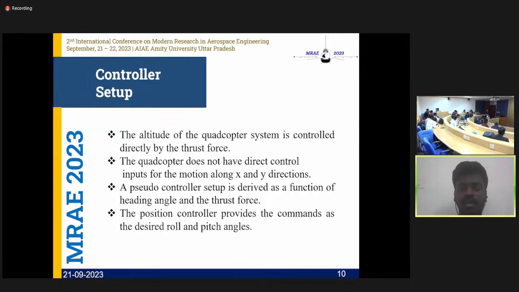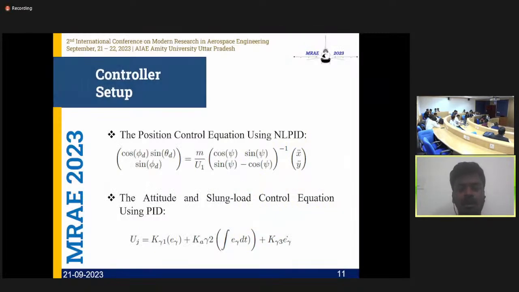The position controller, that is the controller to control the X and Y, is given in terms of the desired roll and pitch angles. The force for the position controller is given using the nonlinear PID controller. And this is the equation that we use to model a nonlinear PID controller and to get the corresponding desired pitch and roll angles. The attitude and slung load control equations use a conventional PID controller.